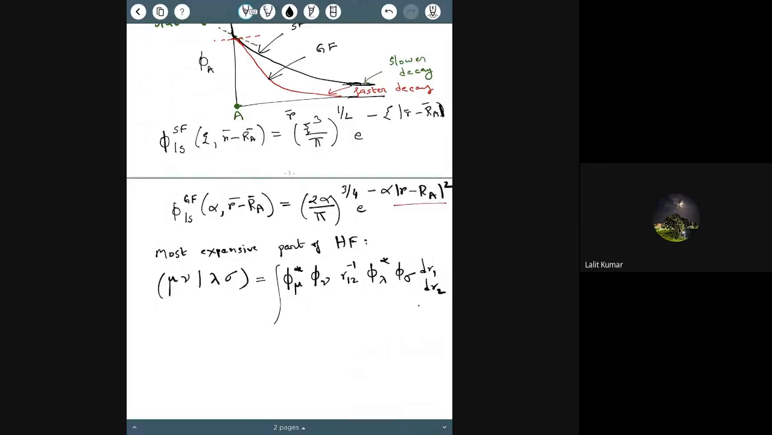Now these basis functions can in principle be on four different atoms in a molecule. So if a molecule has more than four atoms, then each of these basis functions can come from different atoms. So let's say mu comes from A, nu comes from B, lambda comes from C, and sigma comes from D. So this is A, B, C, D. So this integral is spread over a very large space. So my integration volume is very large.